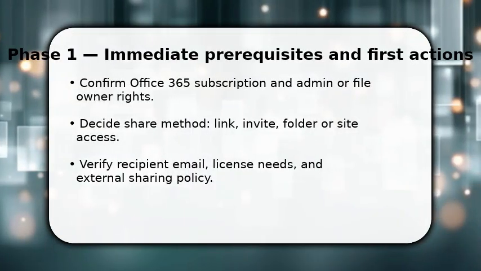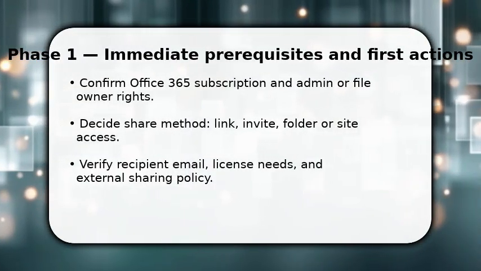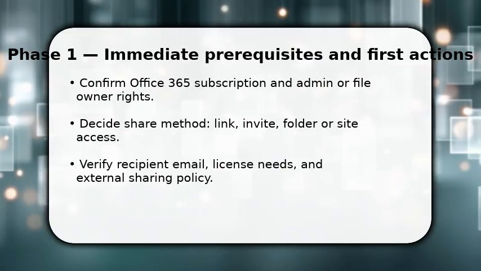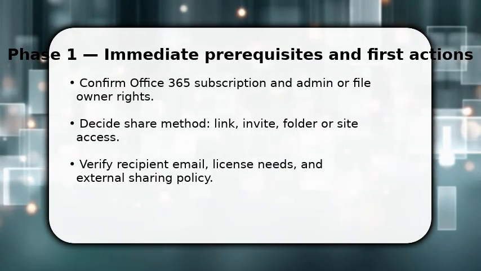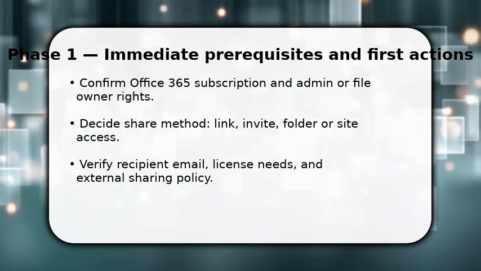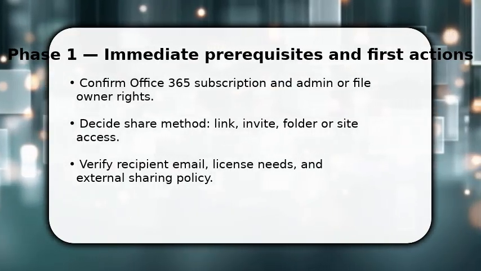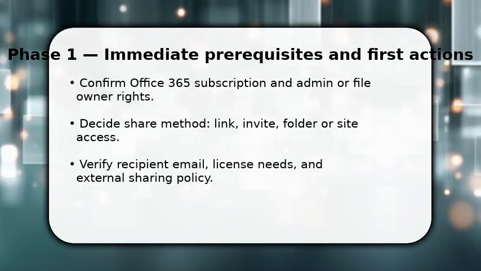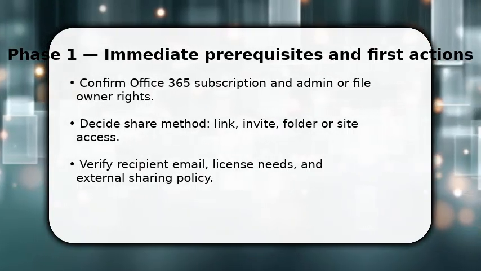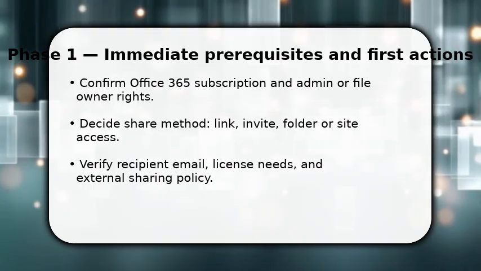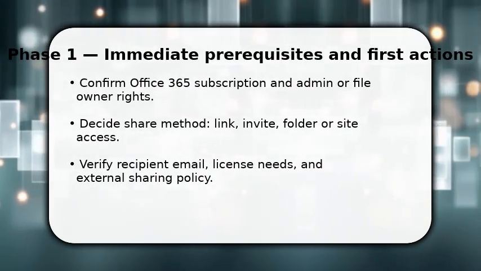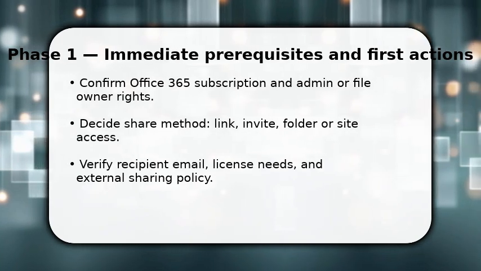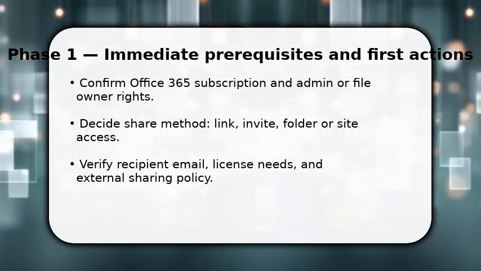You start by checking two essentials: that you have the owner or admin rights and that external sharing is permitted in your tenant. Once done, pick the sharing method: direct invite, shareable link, or granting folder/site access, because each controls permission granularity. Make sure you know if recipients require an Office 365 account or just a Microsoft account. This affects access flow. Now, open the file or library in OneDrive or SharePoint.